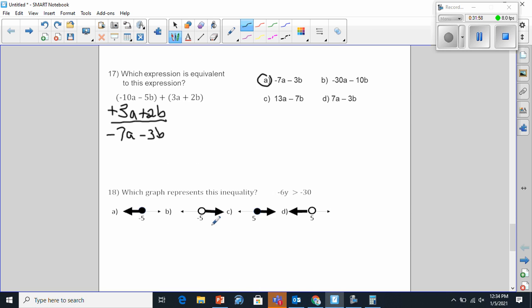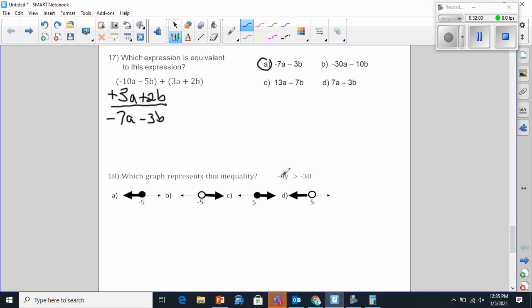18 says, which graph represents this inequality? Negative 6y is greater than negative 30. Let's write that down here. Well, there's a one-step equation or inequality because I can just divide negative 6 away. That leaves y all by itself.